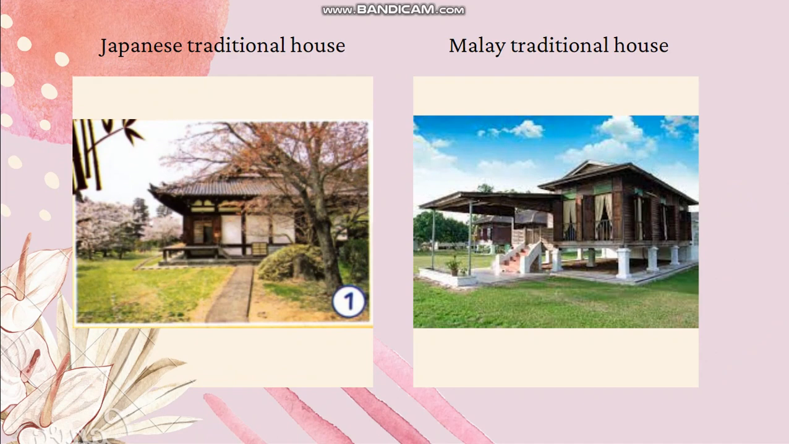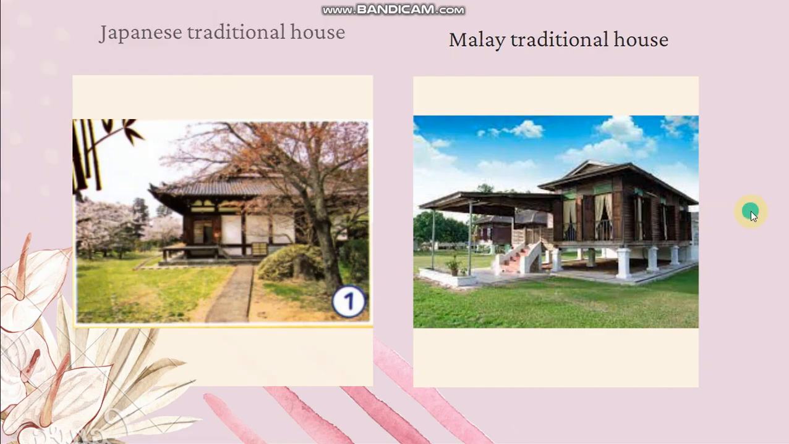So as we learned previously, Japanese traditional house will have a garden, whereas in Malay traditional house there will be a wide lawn. What is a lawn? Lawn is halaman. So basically it is the same, but Japanese traditional house will have a garden, and Malay traditional house will have a lawn around the house. Next picture.